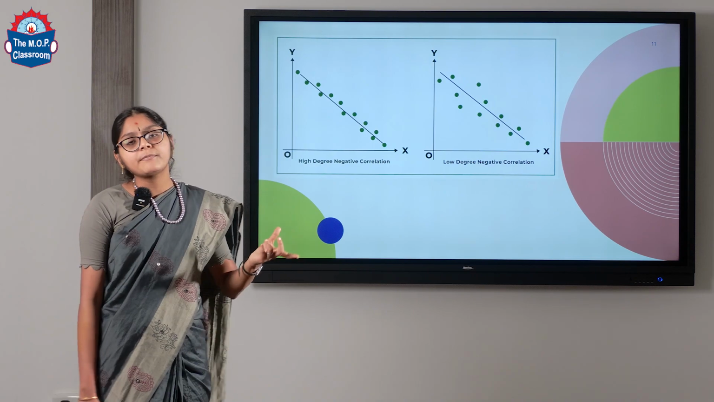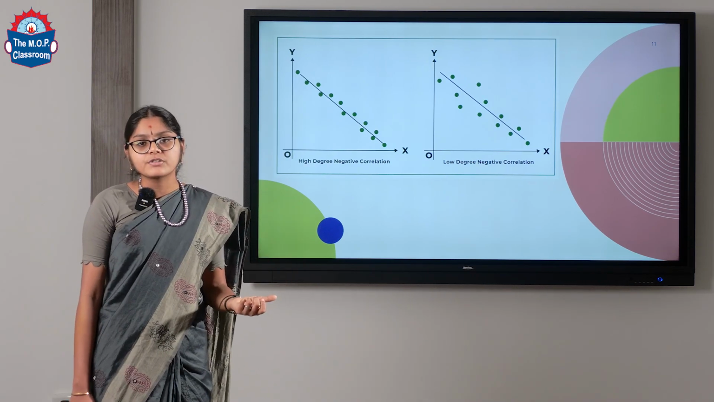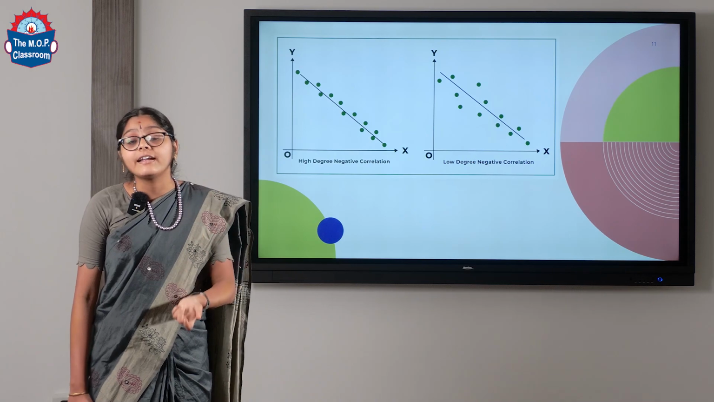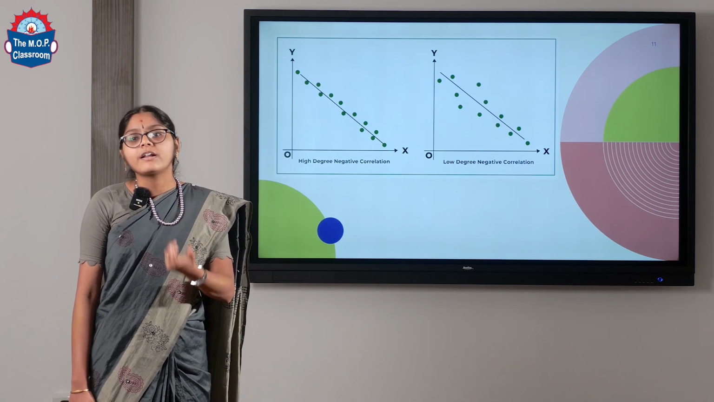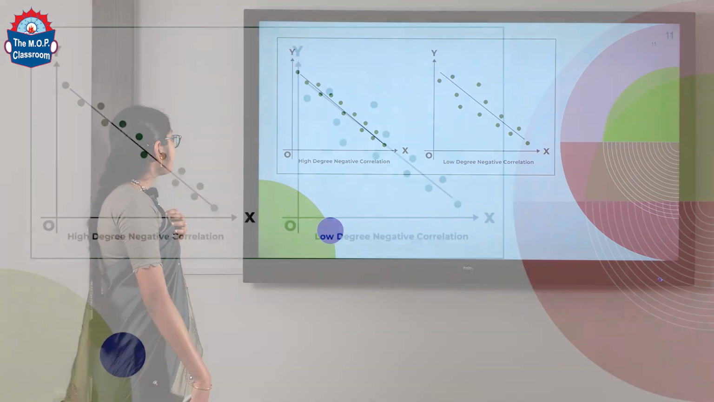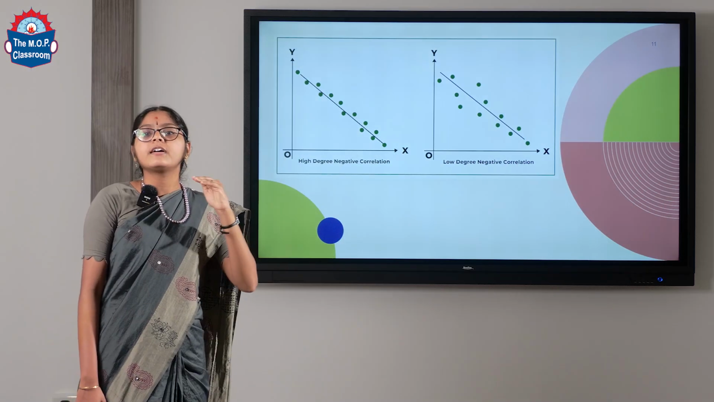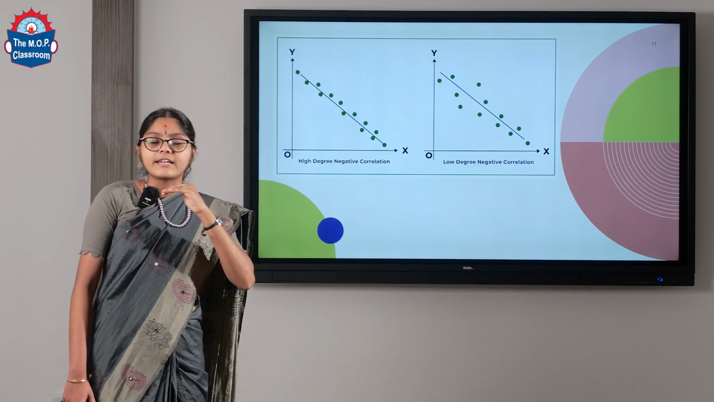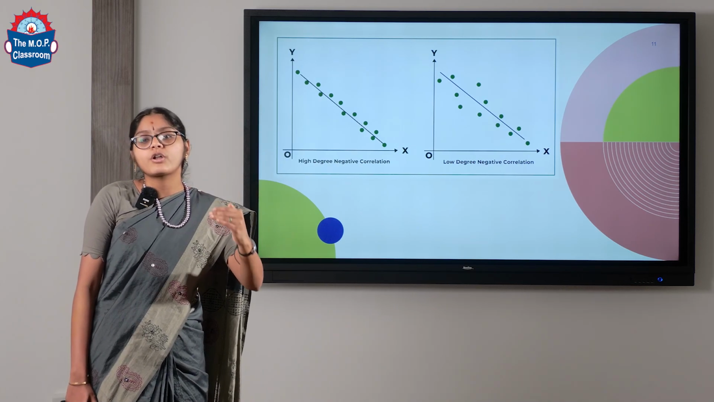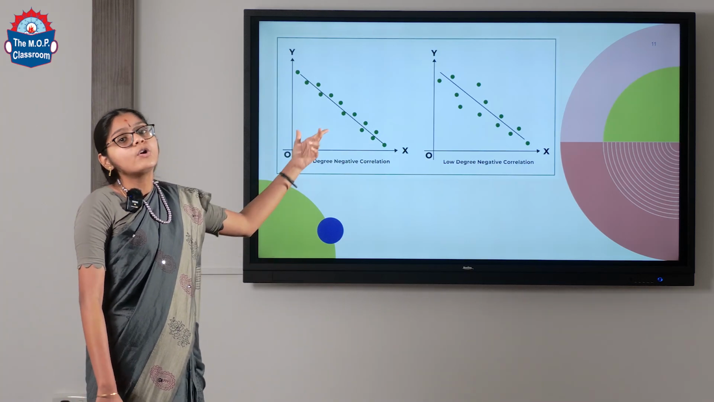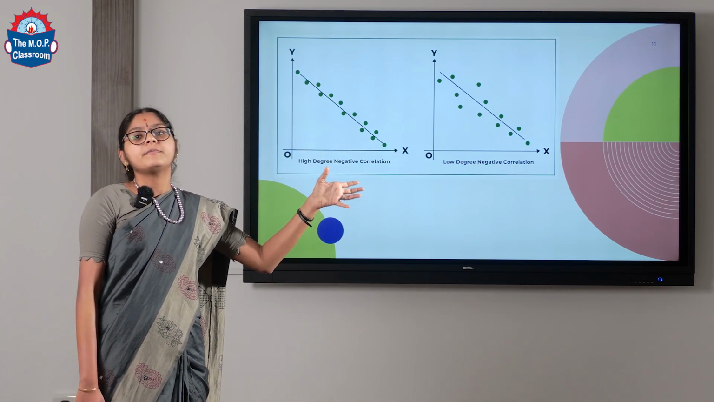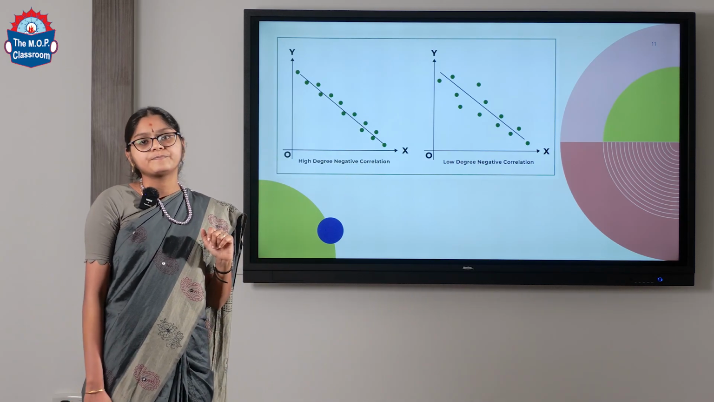In a similar manner, you can identify whether it is a high degree or low degree positive or negative correlation. If you observe high degree negative correlation, the line is flatter in nature. Similarly, the low degree negative correlation is steeper in nature. This means there is a high level of negative correlation between the two variables in the first graph, whereas the correlation between the variables is lesser in the second graph.